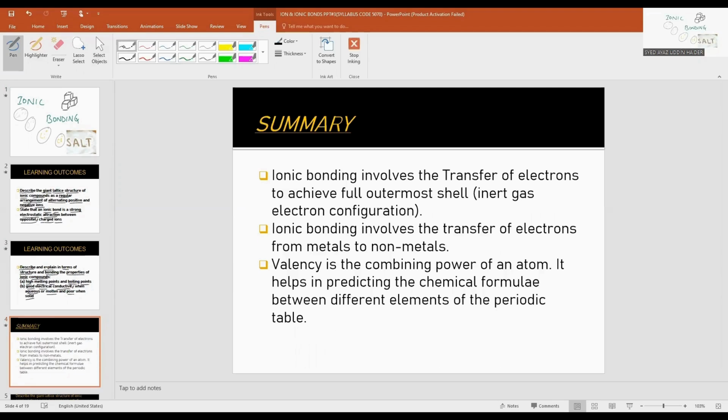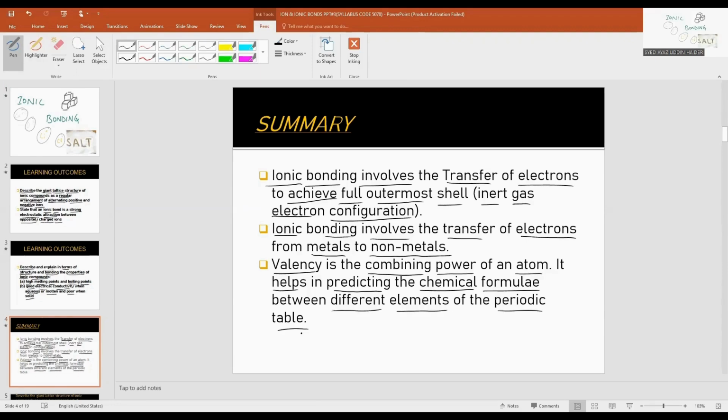So here's the summary of the last video lesson. Ionic bonding involves the transfer of electrons to achieve a full outermost shell, inert gas electron configuration. Ionic bonding involves the transfer of electrons from metals to non-metals. Valency is the combining power of an atom. It helps in predicting the chemical formula between different elements of the periodic table.